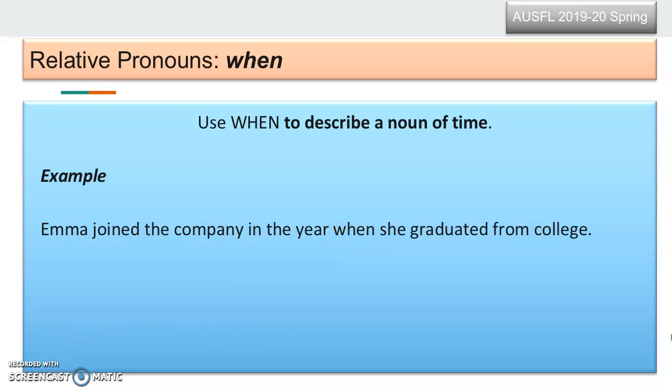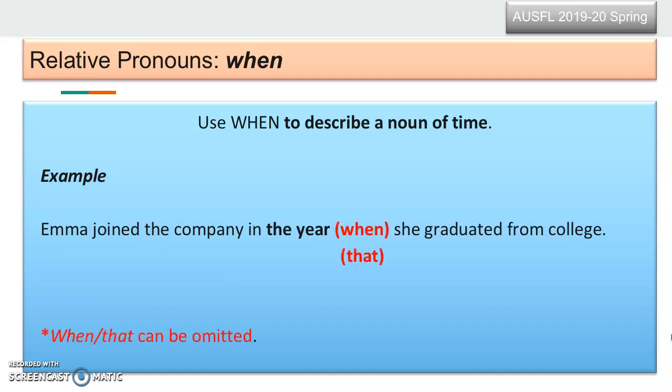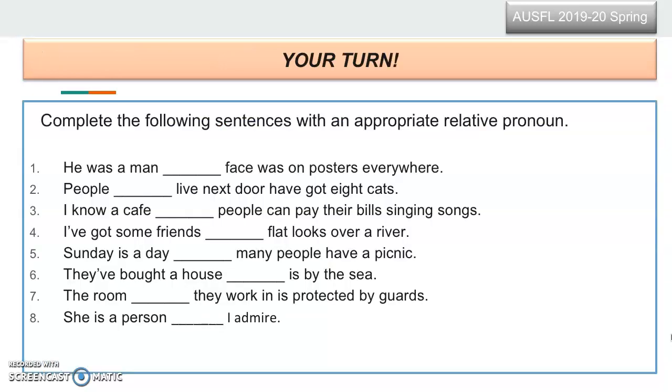Let's look at another example. Emma joined the company in the year when she graduated from college. The noun we describe here is year, so we use when or that, or we can simply omit it. Now it's your turn. Pause the video and complete the sentences with an appropriate relative pronoun. When you are ready, you can see your answers on the next slide.